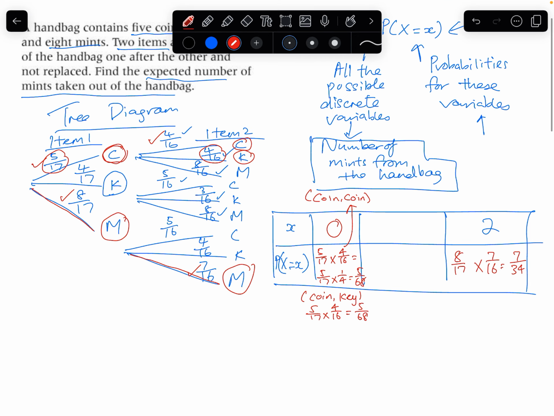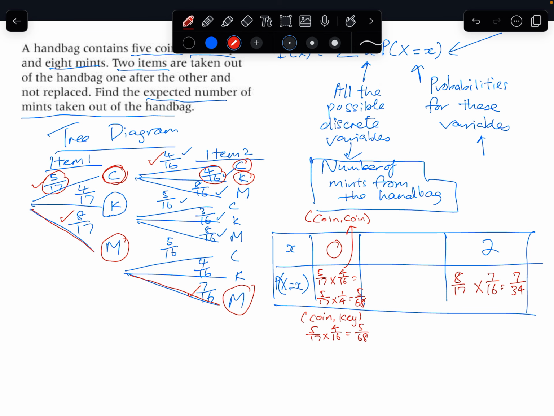Now, we need to try to identify if there are any more outcomes that possibly could give us 0 mints. So I could see, in this case, I could have a key and a coin. So I have to identify this outcome and I have to put this in as well. So this would be key and coin. So that gives me 4 over 17 times 5 over 16. And that would also give me 5 over 68. Just simply put this onto the calculator.